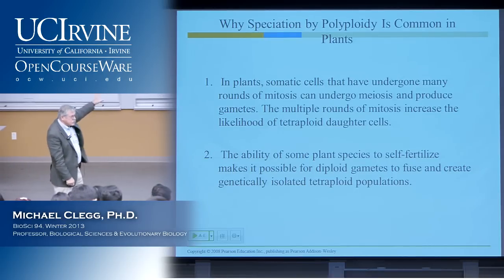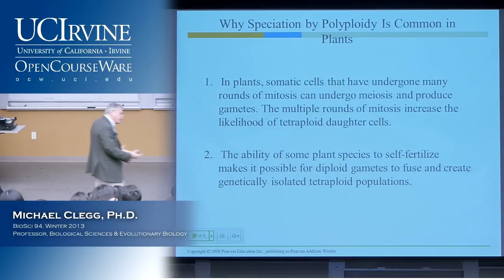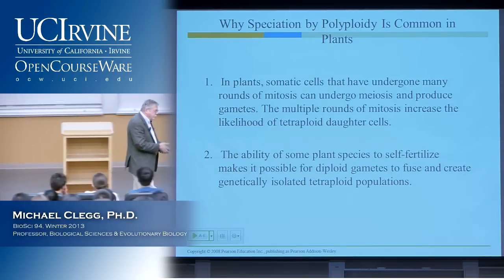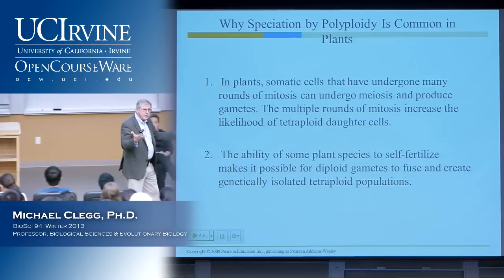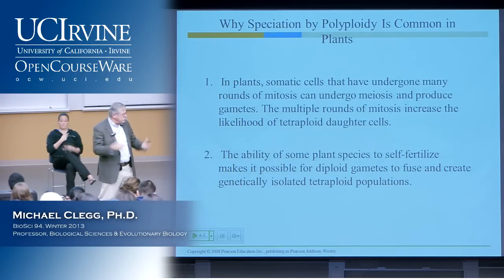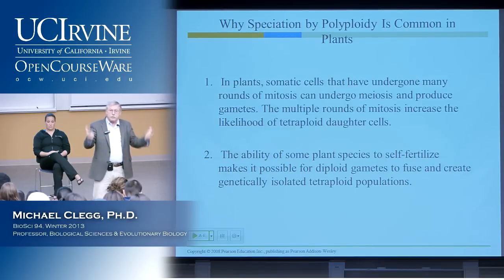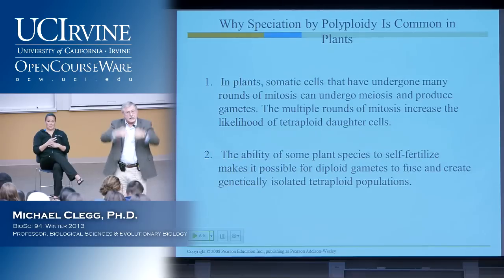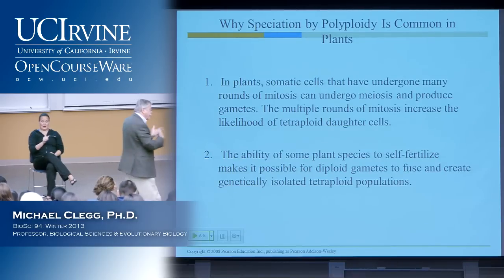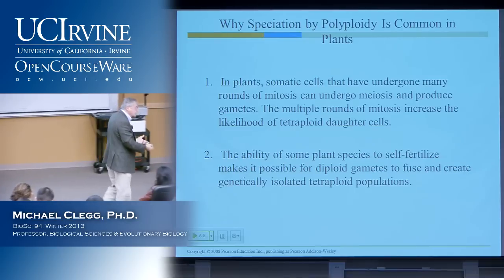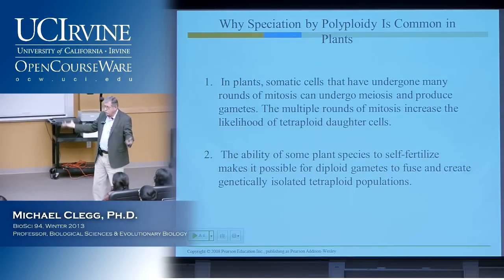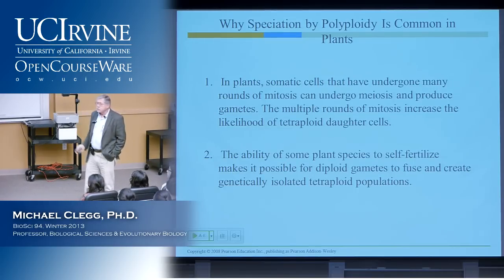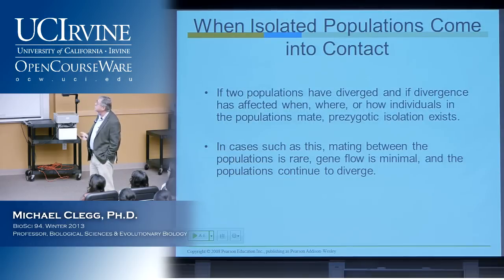And that happens not infrequently in plants. And the other thing that happens in plants that facilitates the production of polyploids is that many plants self-fertilize. Remember, we talked about self-fertilization. We saw the consequences of self-fertilization. But if you have a plant that has a sector that's producing some tetraploid gametes, and they can self-fertilize, then you have the potential of producing new tetraploid individuals from what was originally a diploid parent. That happens frequently enough in plants that polyploidy is an important mechanism of speciation in plants.